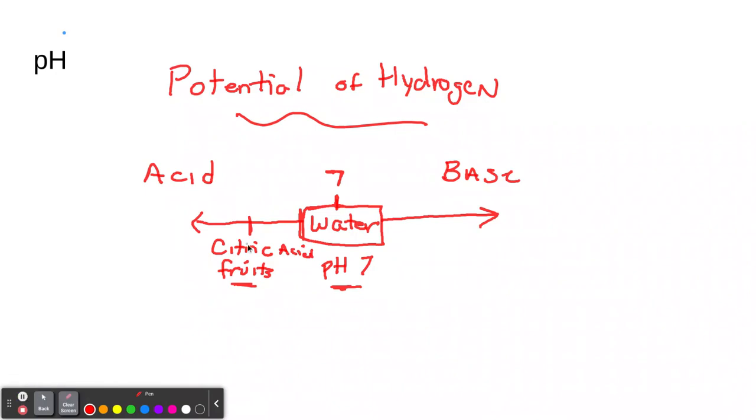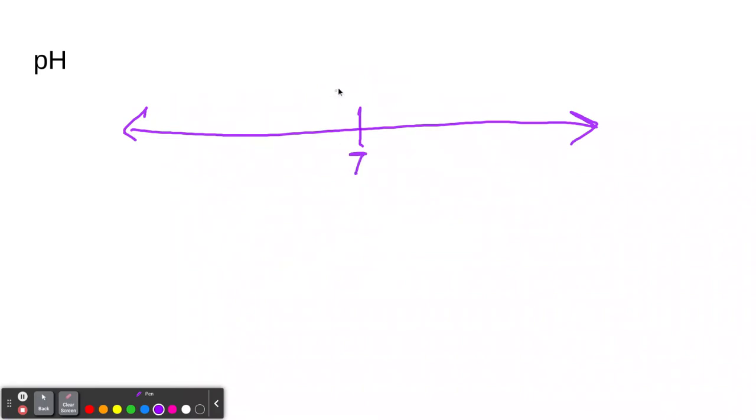So let me make a better chart here. Clear that out. Let's make a better chart. Use a different color too. I don't use purple. Right, so we have our little chart here, and we have 7 right in the middle. Right, so again, the potential of hydrogen, 7. So we can say vinegar, we'll put vinegar over here. Vinegar is acidic. And over here, we can put baking soda.